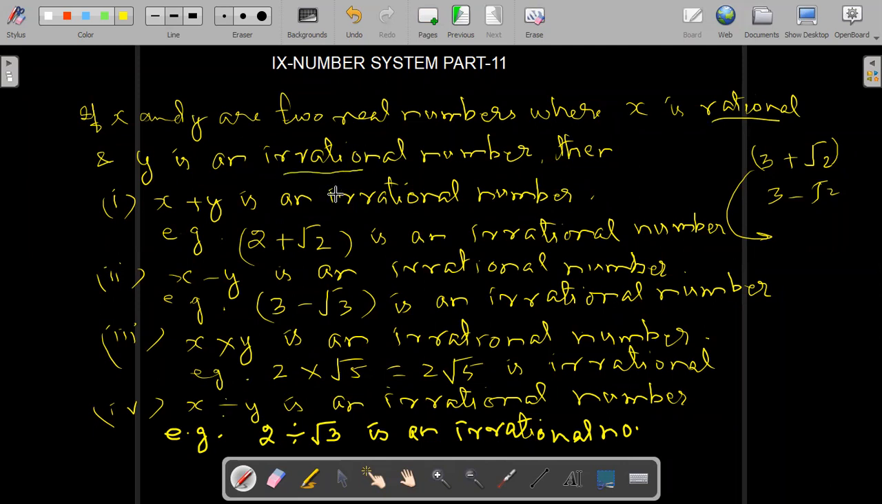Okay, this property you should remember because we will study rationalization. Before that, some more properties are there.